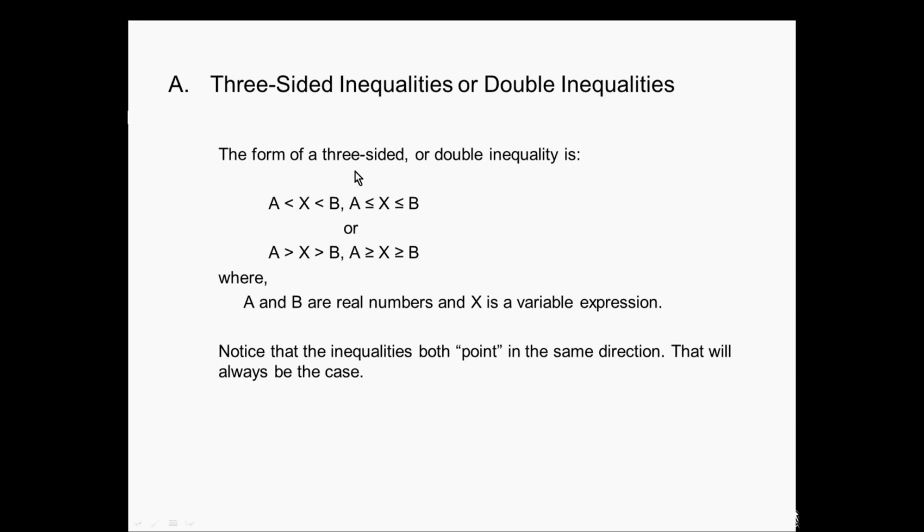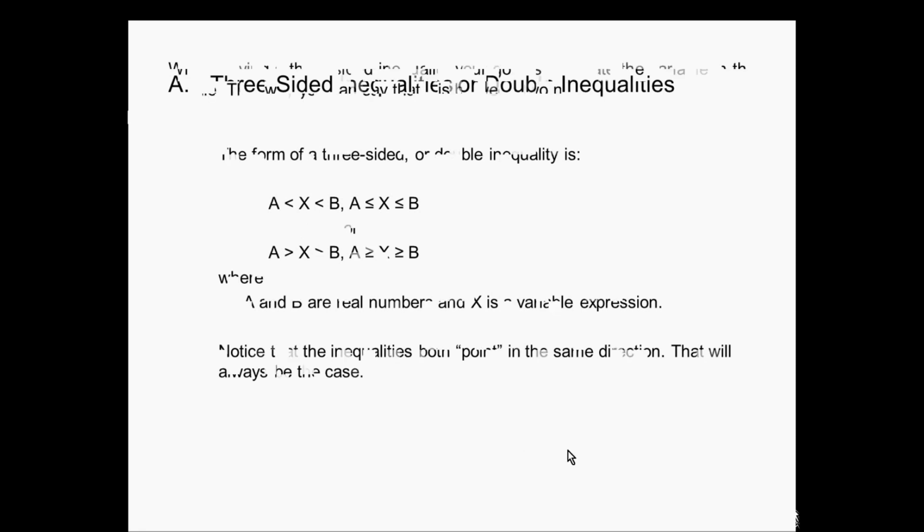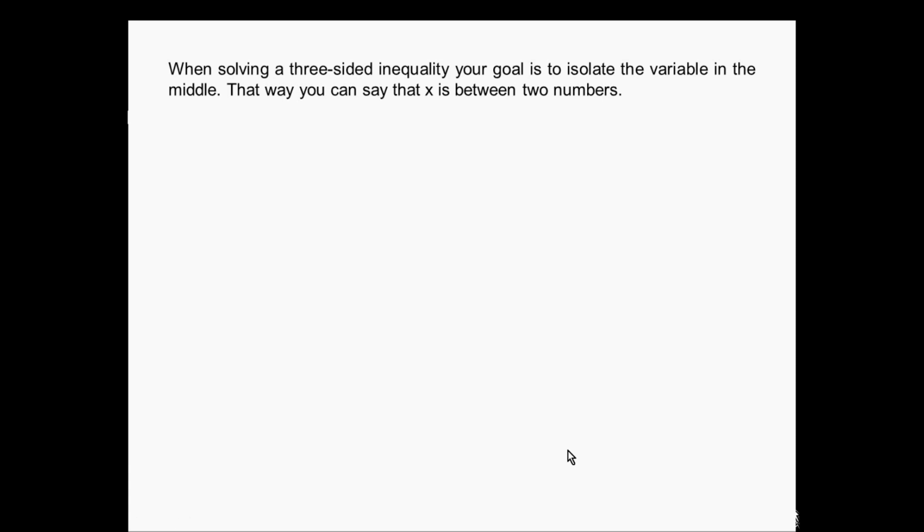Now it's 3-sided because there are 3 sides: the middle, the left, and the right. It's called a double inequality because there are 2 inequalities. Again, remember, both inequalities must always point in the same direction, both to the left or both to the right. So in solving a 3-sided inequality, your goal is to isolate the variable in the middle. That way you can say that x is between 2 numbers. And notice when you have x between 2 numbers, you've actually set it up for interval notation.